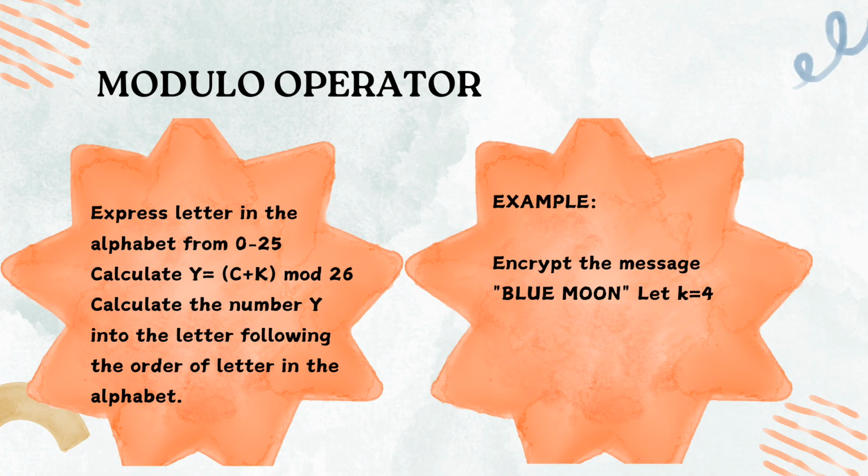Now let's talk about the modulo operator. Modulo operator expresses letters in the alphabet from 0 to 25. To calculate y is equal to c plus k modulo 26, calculate the number y into the letter following the order of the letter in the alphabet. We have here the example. Encrypt the message blue moon and let the key be equal to 4.